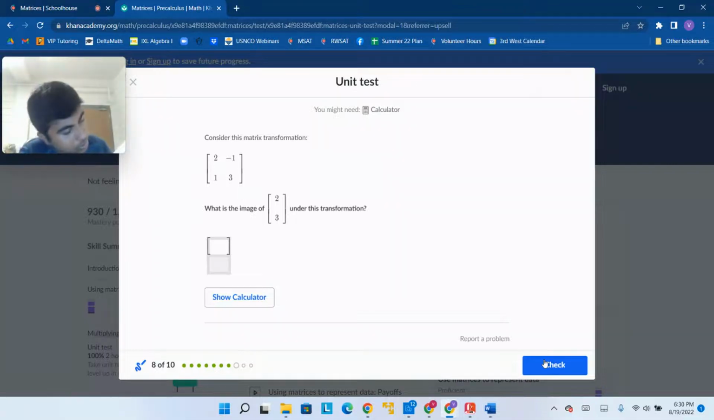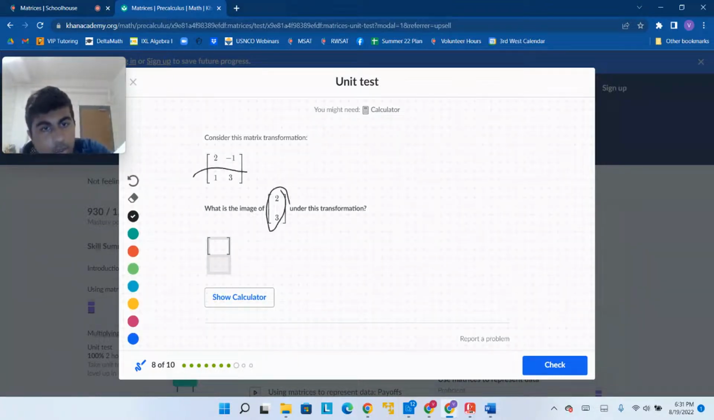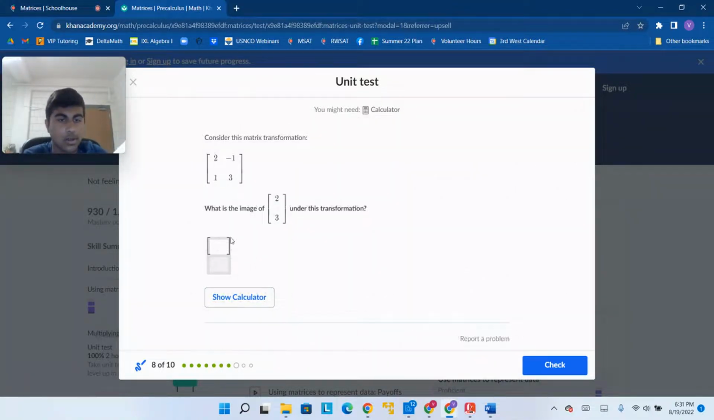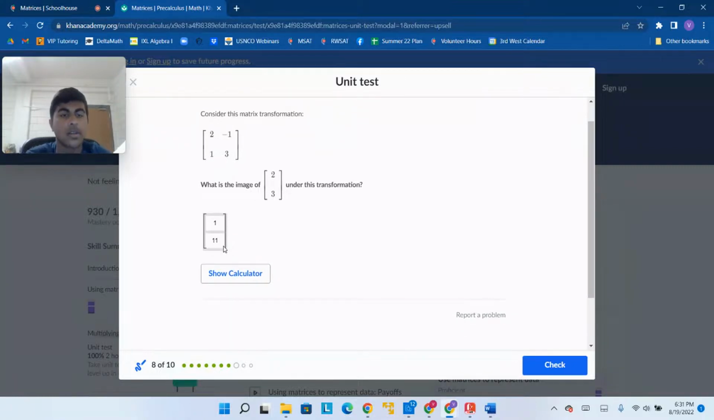And then you do it with the second row. So that's going to be the 2, 3 on this 2, 3 onto this 1, 3. So 2 times 1 is 2, 3 times 3 is 9, and that becomes 11. It becomes 11. All right, 1, 11. That is our answer. 1, 11. That's the image of 2, 3 under the transformation.